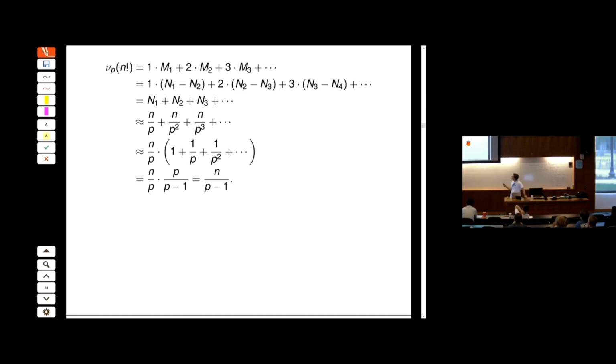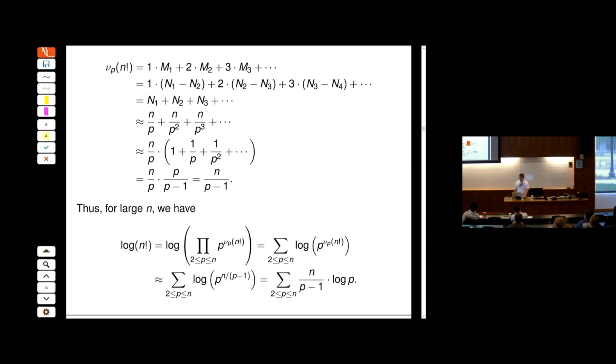sum, which is an infinite sum here, but at some point all those mk's would be 0, so it would really be a finite sum, but I'm going to leave it as an infinite sum. Hoping also that the error isn't adding too much more, the sum of these numbers will be p over p minus 1, so n over p times that gives me n over p minus 1. So the p-adic valuation of n factorial is approximately n over p minus 1. And again, you could do better and try to narrow down the error of that approximation.